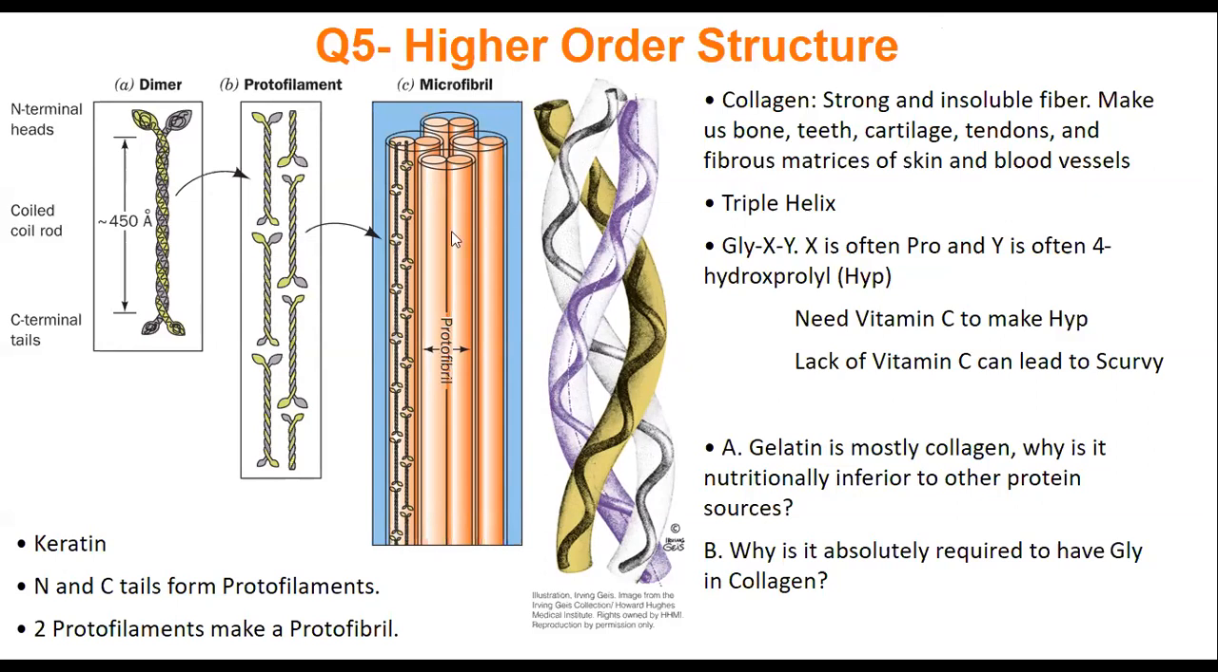All right, so moving on. So let's talk about collagen now. Collagen is what makes up Jell-O. So anyone who likes Jell-O, what you're basically eating is horse bone. I don't know if they still make it out of horse bone, but they used to. It's a very strong, insoluble fiber. That's going to make up your teeth, your bone, your cartilage, your tendons, fibrous materials of the skin, and your blood vessels.